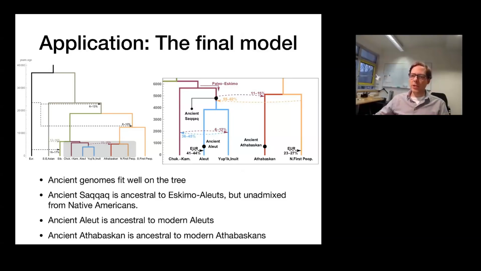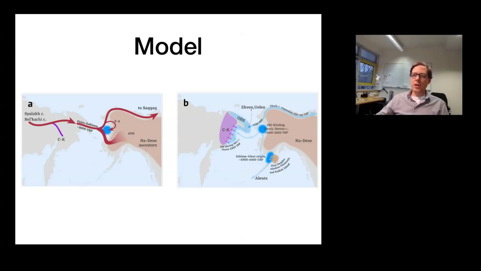Okay, we also put the other genomes. So this is our full picture here. The ancient Aleut, unsurprisingly, falls onto the Aleut branch. The ancient Athabascan, unsurprisingly, falls onto the Athabascan branch. And the ancient Saqqaq Paleo-Eskimo falls onto this point, as discussed previously. Okay, so let me summarize. So this is the model. I hope that you will be able to download the slides for this talk so you can look at this more carefully, because I don't have time to really go through it much.